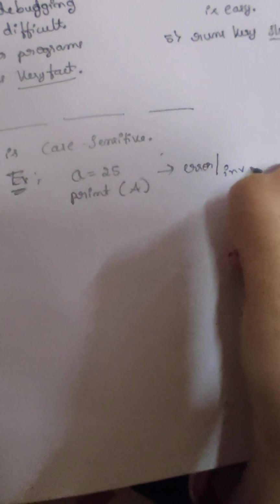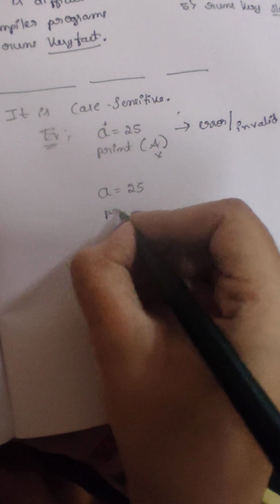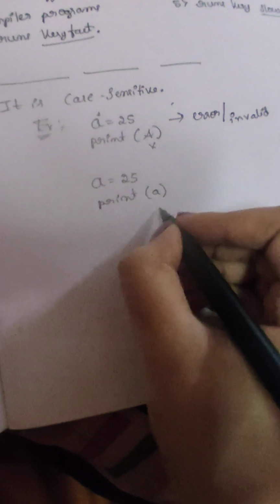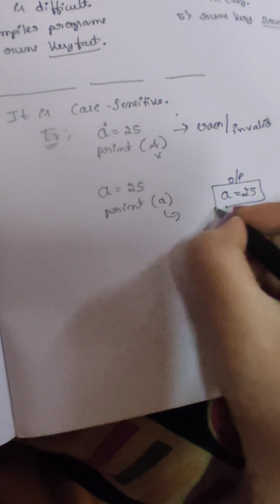Okay, print of A. If I give this type, it will show error or invalid, because Python interpreter considers this a is different and this A is different. Okay, we have to execute like this only. a is equal to 25, print of a, then only it displays the value as 25. This will be the output. Okay, case also matters.